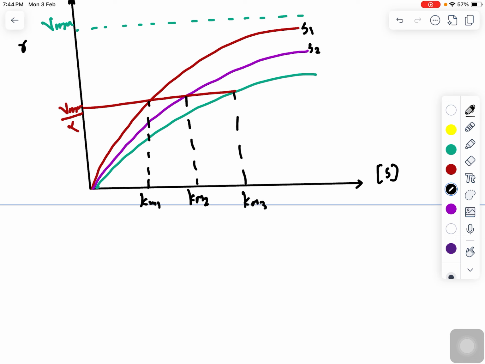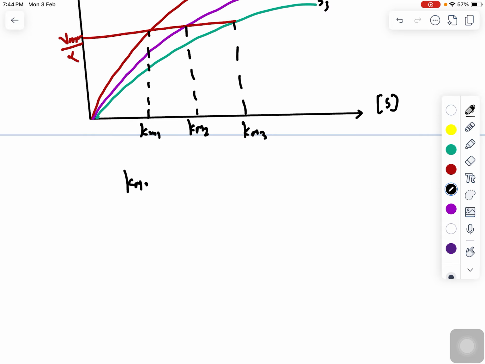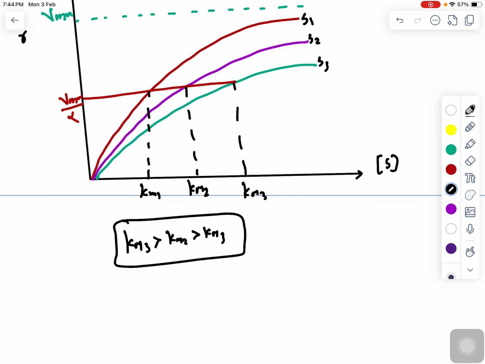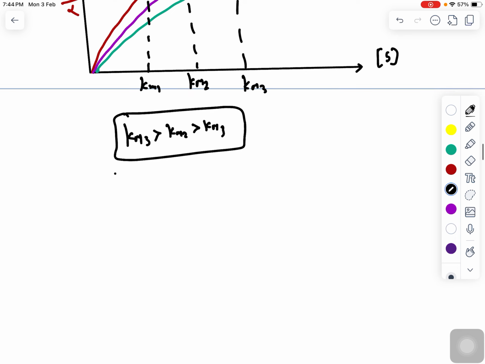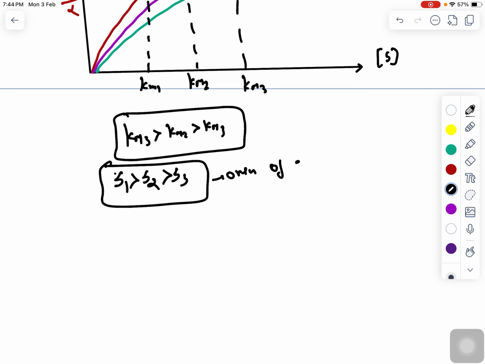If this one is substrate 1, substrate 2, substrate 3, here we can say Km3 is greater than Km2 is greater than Km1. And what is Km? It is the concentration of substrate at which the rate becomes half of its maximum value. So for substrate 1 Km is less, meaning that with a lesser concentration of substrate you will be able to carry out the reaction very efficiently. So you can say the efficiency of substrate S1 is greater than the efficiency of substrate S2, which is greater than the efficiency of substrate S3. This is the order of efficiency of the substrate. Is that clear?